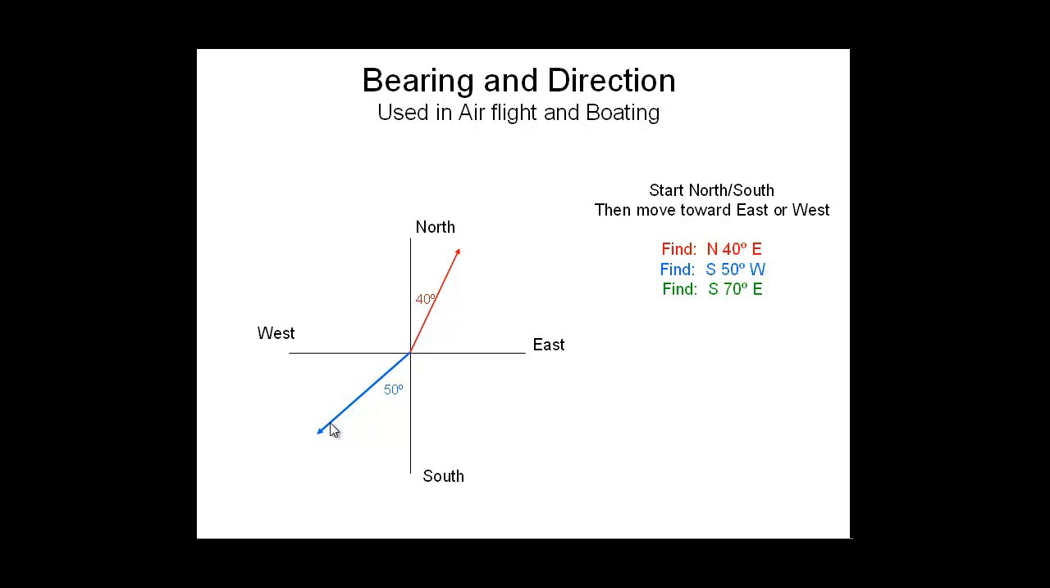Okay, the next one, suppose you want south and then east. So I go again south. 70 is way over here someplace toward the east. And then the final one, north 20 degrees and then toward the west. Now I'm going to go toward the west, 20 degrees, which isn't very much, and it's up there somewhere. So that is bearing and direction. The first letter tells you north or south, the second letter east or west, depending on which way you're going.